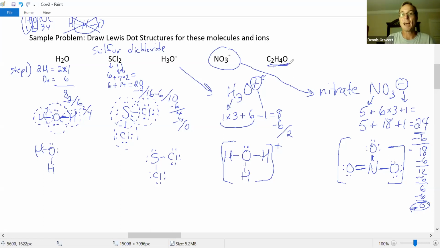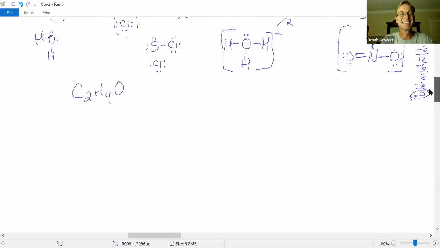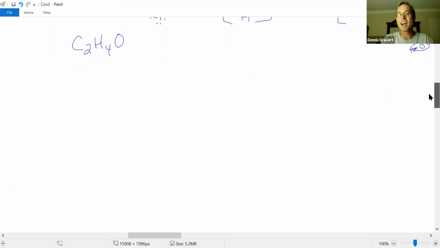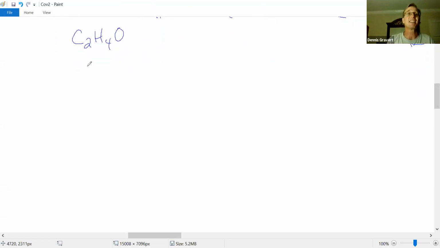Okay, last one, C2H4O. C2H4O. Okay, save the worst for last. There are a lot of atoms here. I'll just jump in, follow the procedure, and see where it takes us.